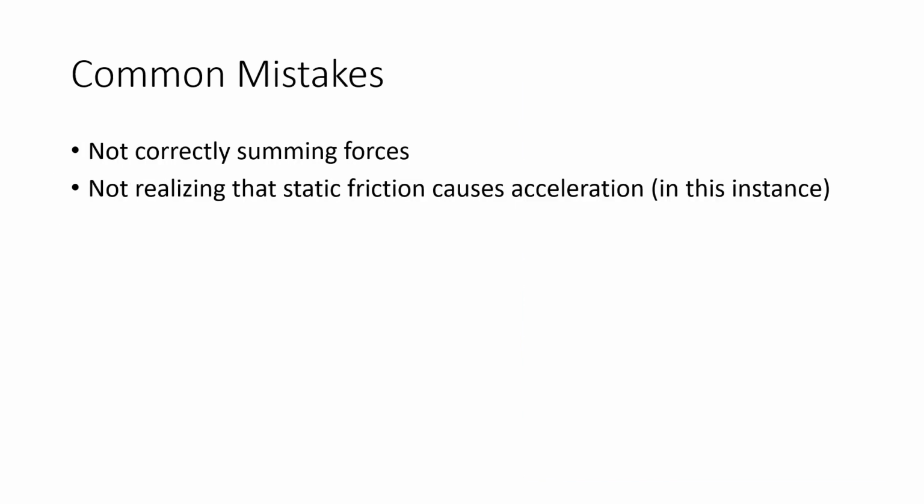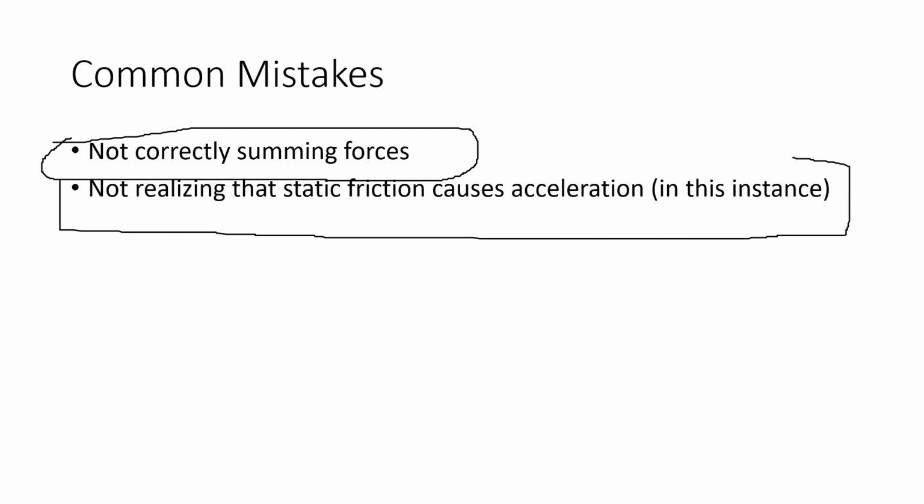So some common mistakes regarding this problem would be, for example, not correctly summing forces. You might not realize that the only force in the horizontal direction is friction. That's what's causing the acceleration in this case. And this connects to the idea that in this case, static friction actually causes acceleration. It's the net force, which is also very strange to think about, because usually static friction does not cause an acceleration, but rather stops it. So those are two common mistakes that hopefully we can avoid.